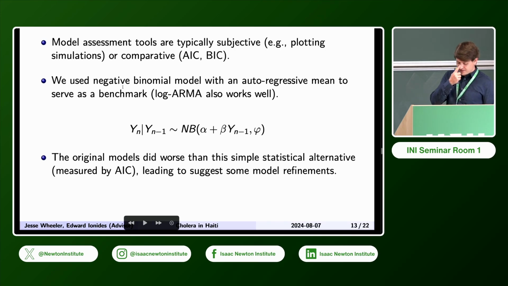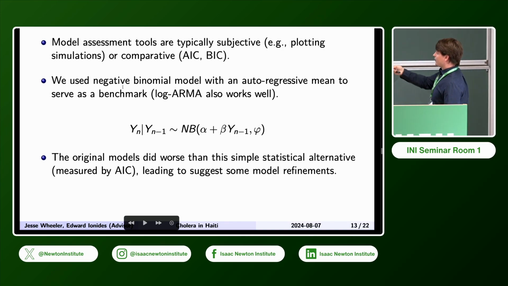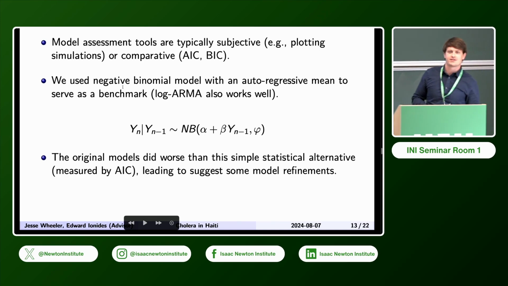And here for this study, we used an autoregressive negative binomial model. So here the observations have a mean with the intercept alpha and this autoregressive component beta, and then the overdispersion parameter. And this is quite a very simple statistical model, right? So the idea is if you compare something like the likelihood, or AIC, which adjusts for the number of parameters in a model, and you cannot do better than this very simple statistical alternative, then that might tell you some weaknesses in your fitted model.